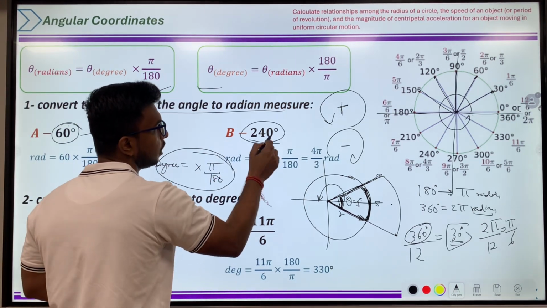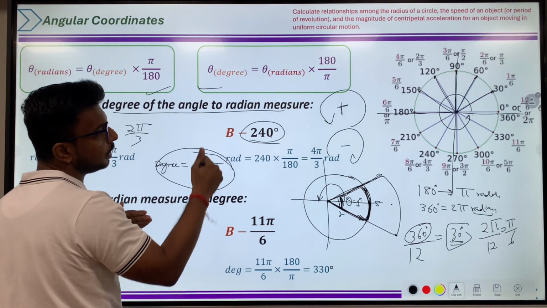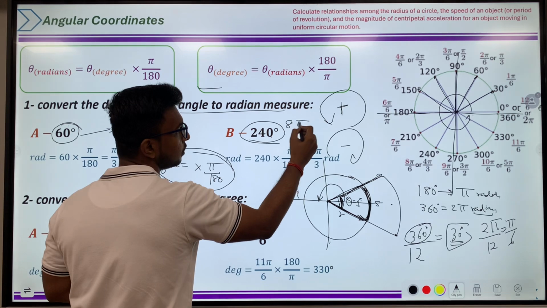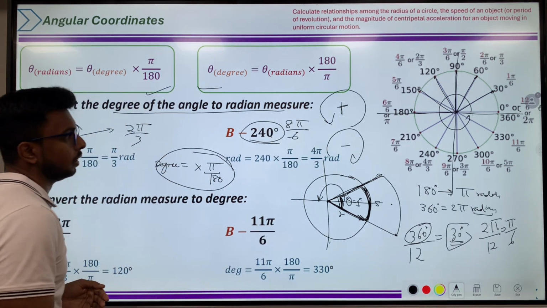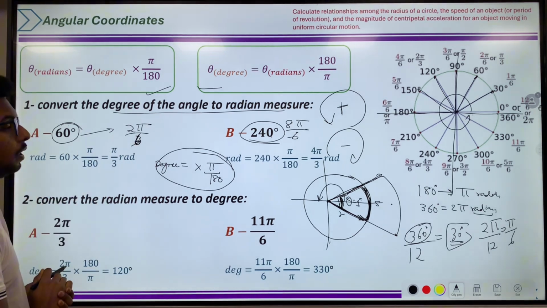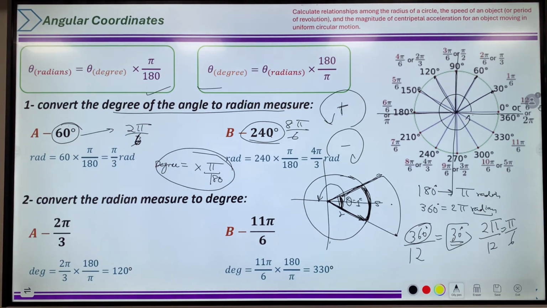240 degrees. How many times am I doing it? If you divide it by 30, you will basically get 8. So it is 8 pi by 3. Pi by 6, not pi by 3. So it is 8 pi by 6, or 4 pi by 3, because 30 degrees is pi by 6.